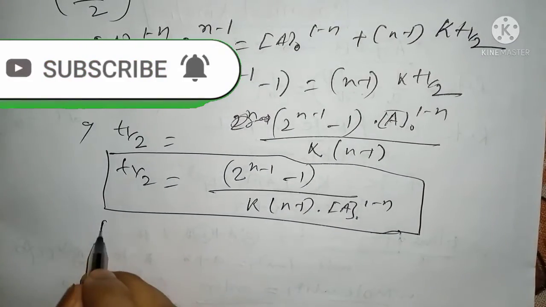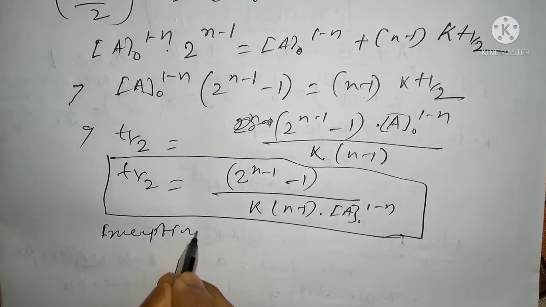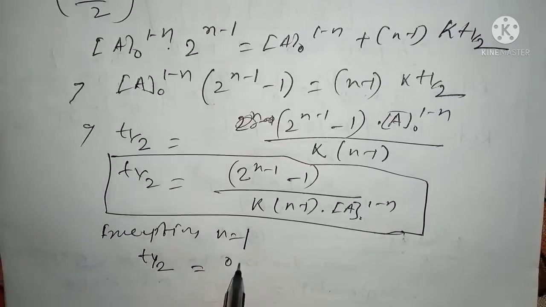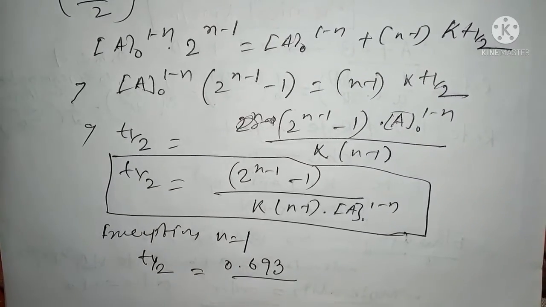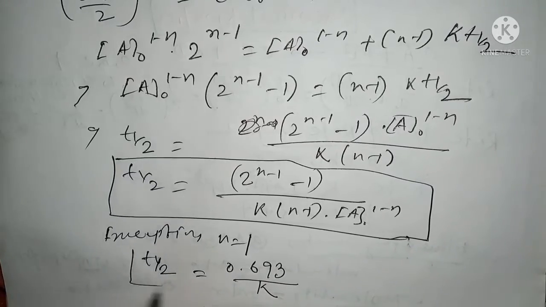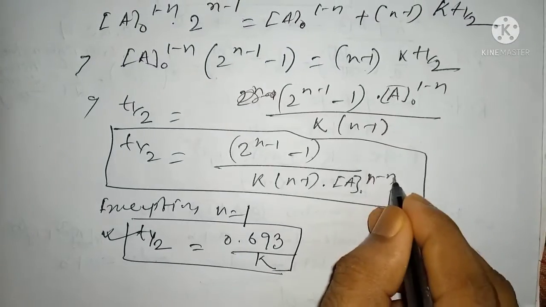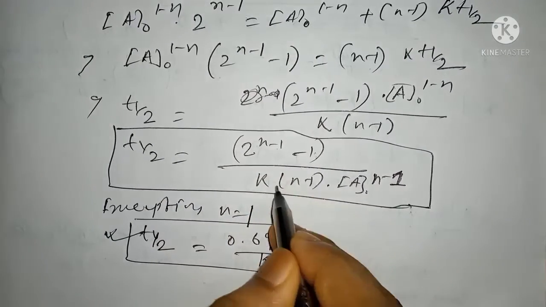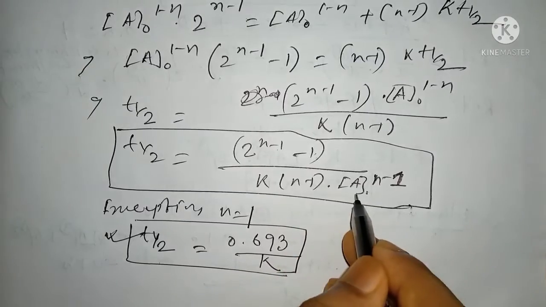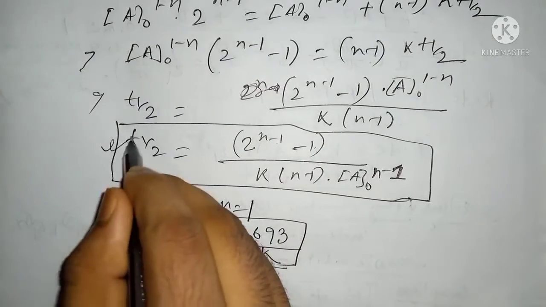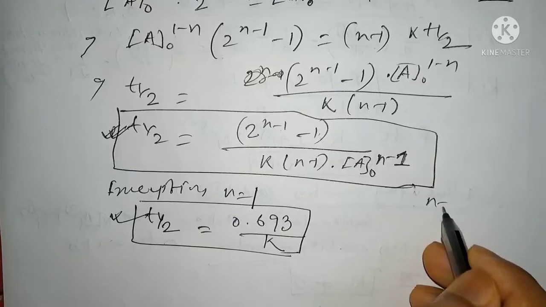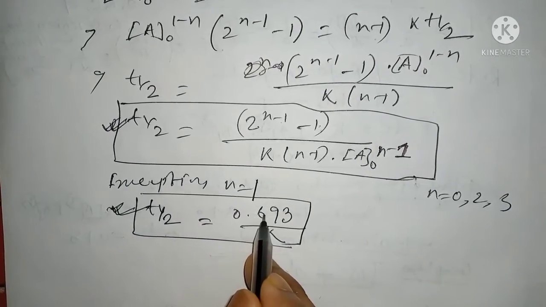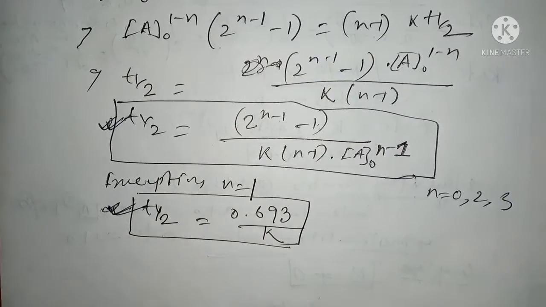Now this is exceptional in the case of n = 1, a first order reaction. For a first order reaction, t half is calculated as 0.693/k. So t_half = (2^(n-1) - 1) / (k(n-1) a0^(n-1)). So this is the t half general equation. In the case of n = 0, 2, 3, and so on, this applies; for n = 1, t half = 0.693/k. This is the first order reaction.